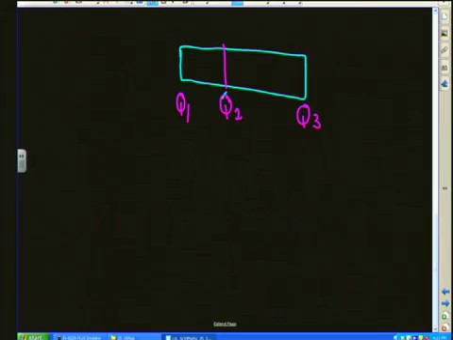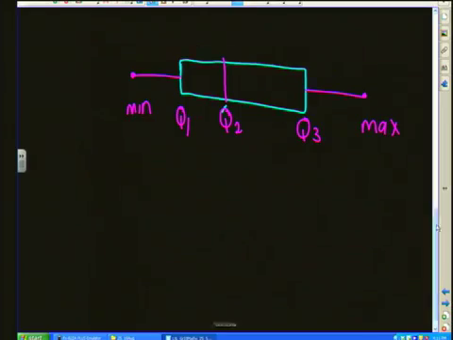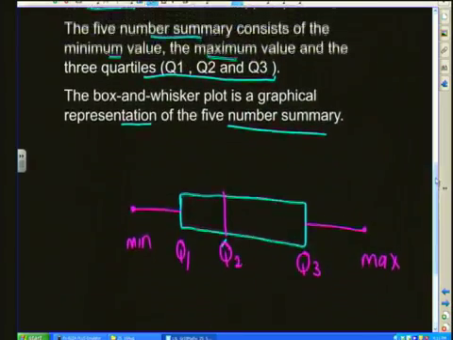And then at the edges of the box you will have 2 whiskers drawn out, and they will take you to your minimum value and your maximum value of your data set. So that's roughly what a box and whisker plot or a box and whisker diagram is going to look like, and we will have a look at that when we do some examples.